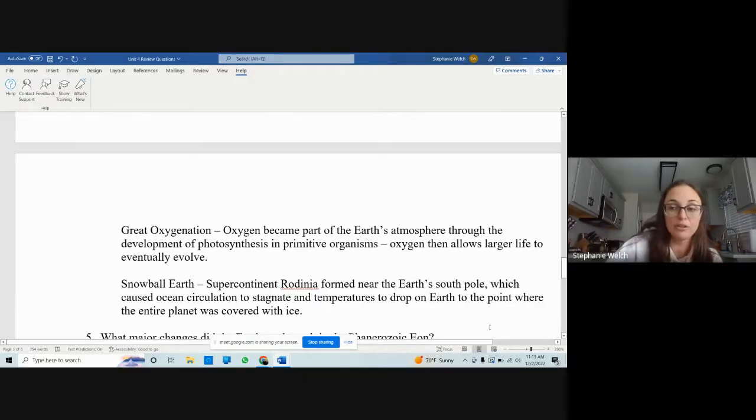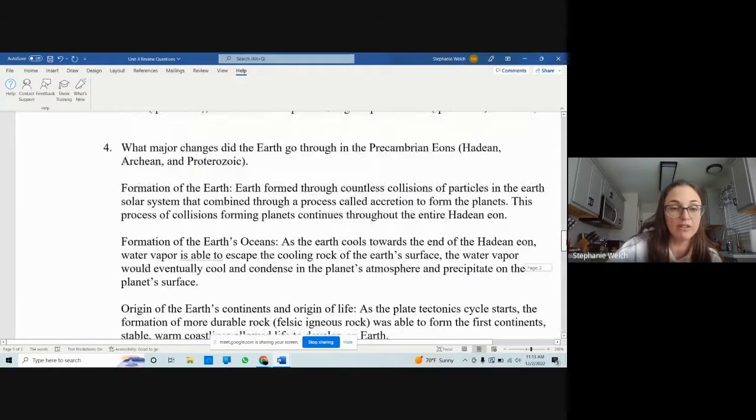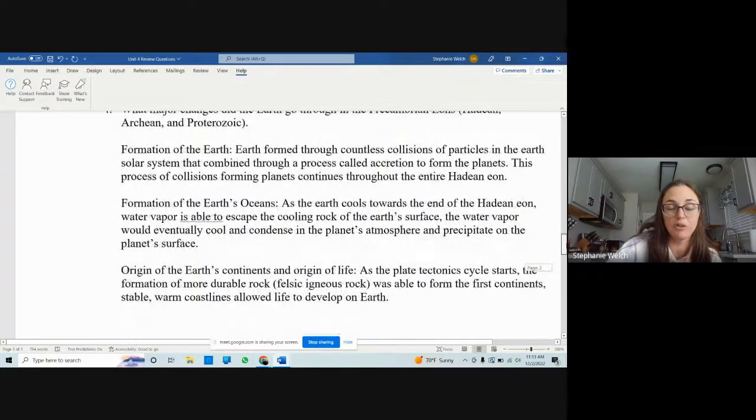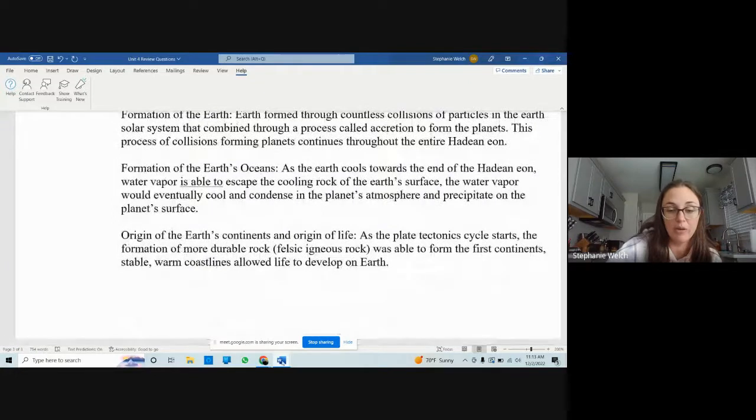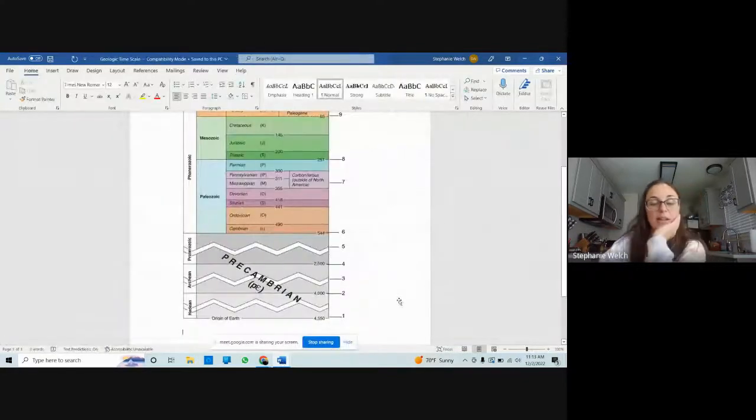And so that's going to bring us to the next question on the study guide. We have 5 events here. What major changes did the Earth go through in the Precambrian? And going back to the time scale, again, we can define these as the formation of the Earth, the formation of oceans, the origin of continents and life, the Great Oxygenation event, and then Snowball Earth Rodinia.